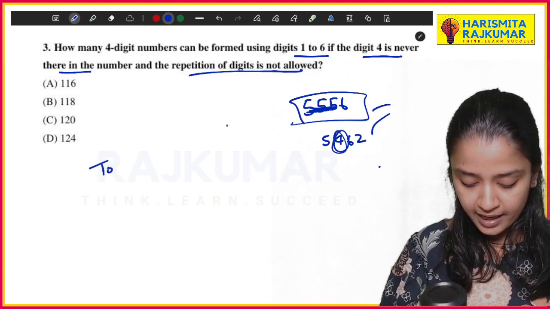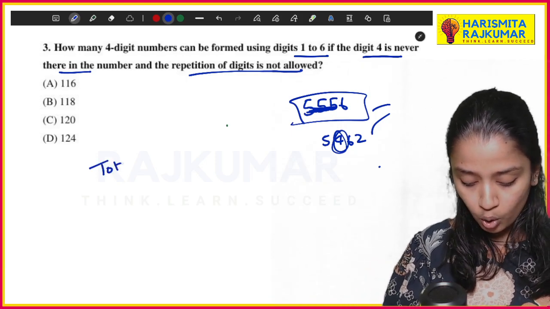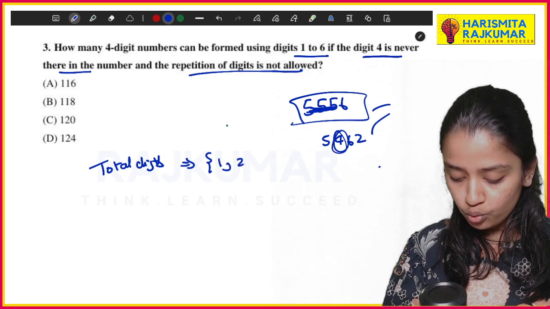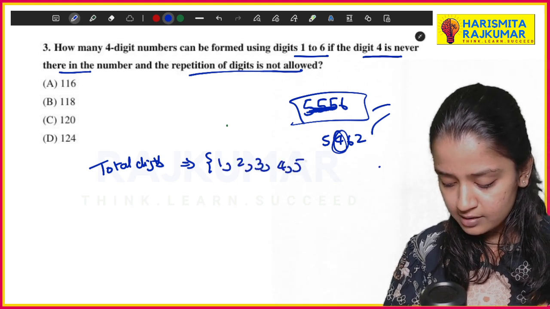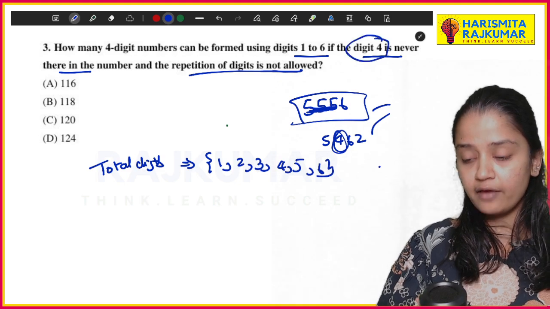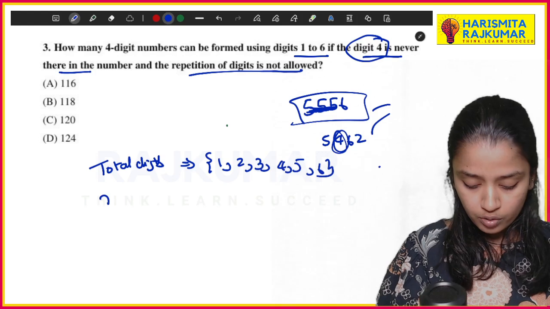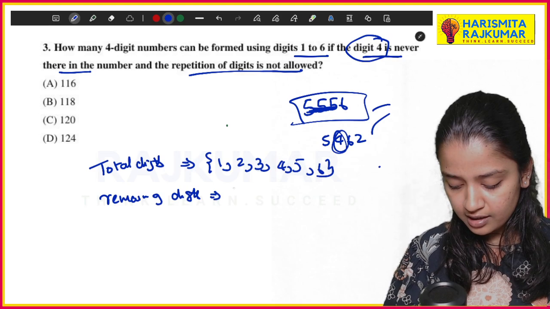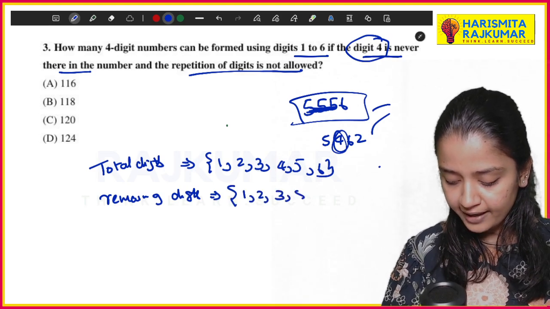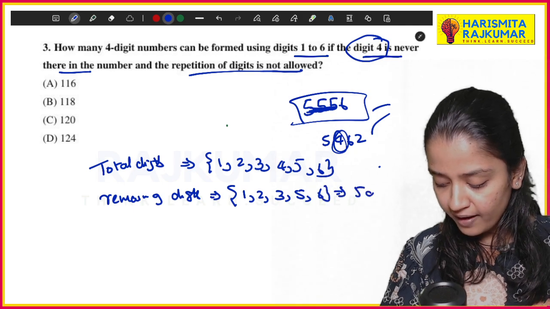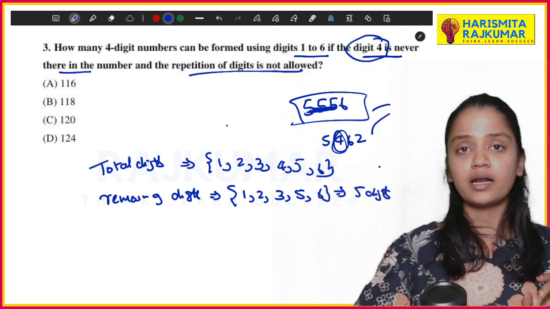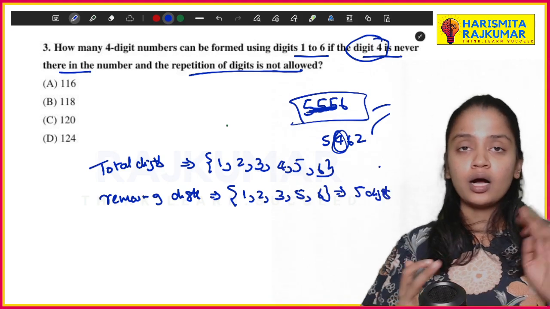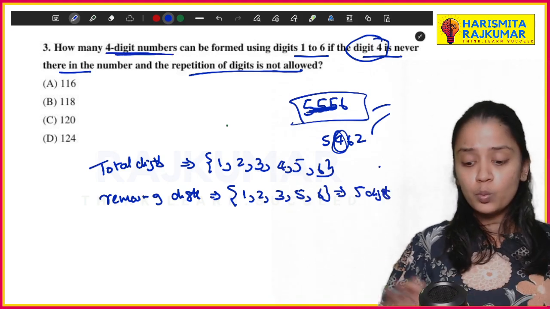First, let me count the total digits: 1, 2, 3, 4, 5, 6. But in the condition they gave, 4 is not there. So the remaining digits are 1, 2, 3, 5 and 6. So there are 5 digits. From these 5 digits, you have to get a 4-digit number which is non-repeating.